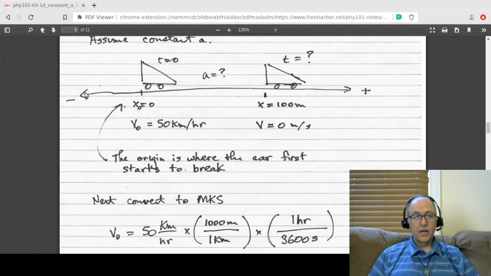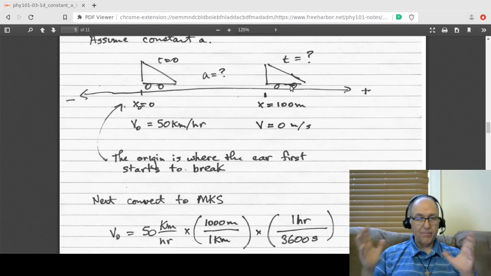The first thing you do is just draw a picture. Don't worry about the ruler or anything like that. Just draw a picture. So before you even put the minus and plus here like that, just draw a line like that. That's the road. And then draw a car here. That's when the car first starts to brake. And then draw the car again. That's where the car stops braking. Okay.